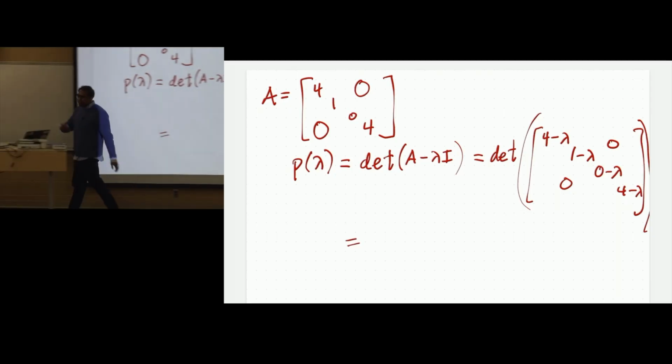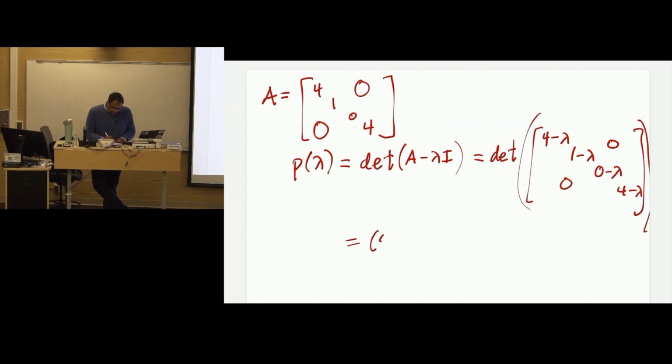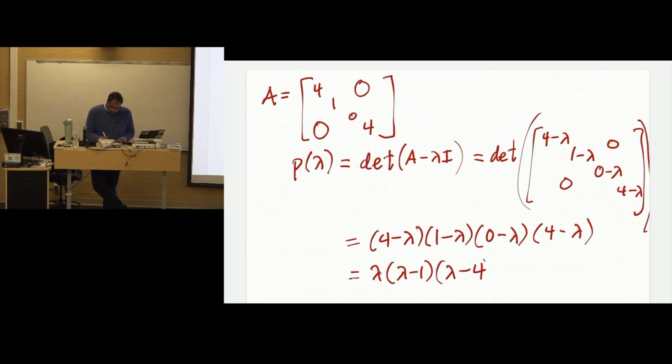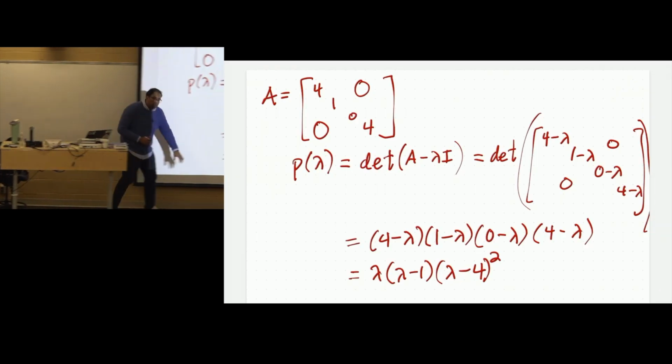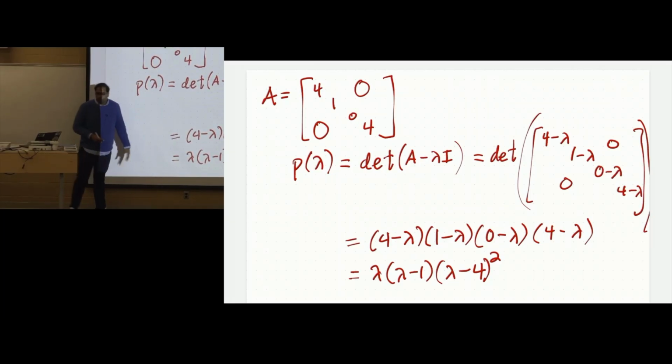Right? It's more complicated if it's not a diagonal matrix. But here, it is diagonal, and so we can write this as 4 minus lambda, 1 minus lambda, 0 minus lambda, 4 minus lambda, which simplifies. I can write this as lambda, lambda minus 1, lambda minus 4 squared. And in fact, that's fine to write. I've pulled out a negative 1 out of each of these, but there's 4 of them, which means they all cancel out. Are we in agreement here that this is the characteristic polynomial of this matrix? Okay, but what does this look like?